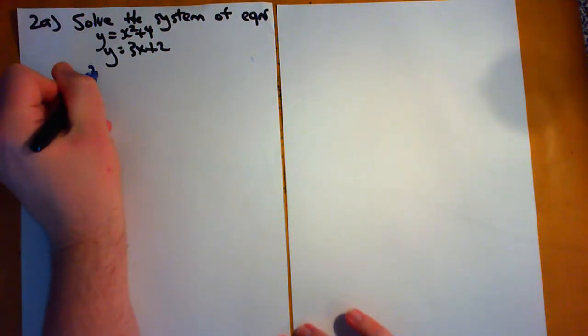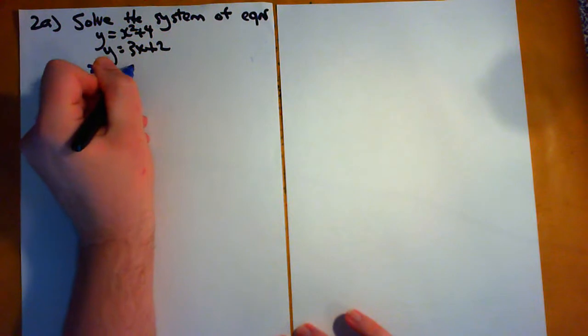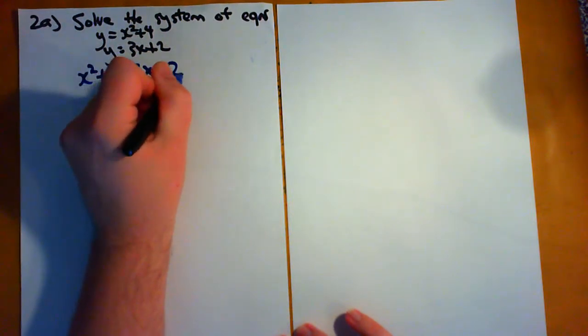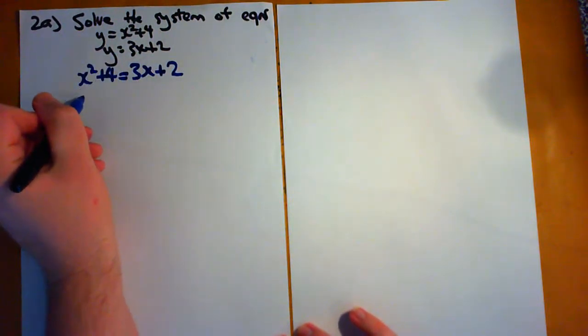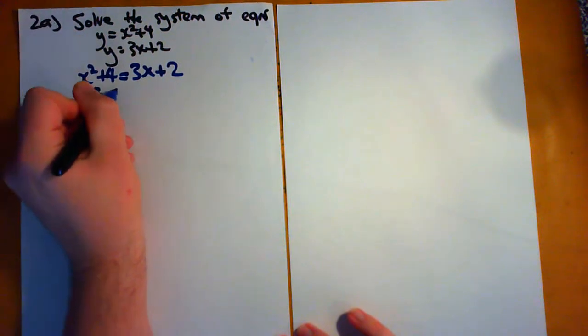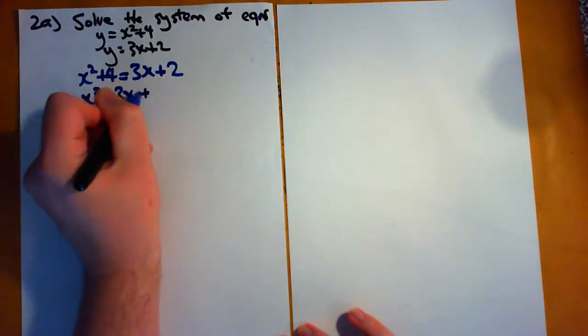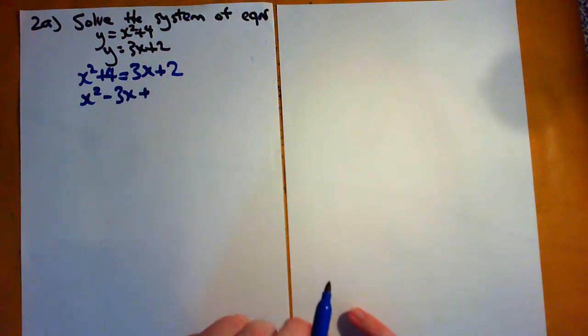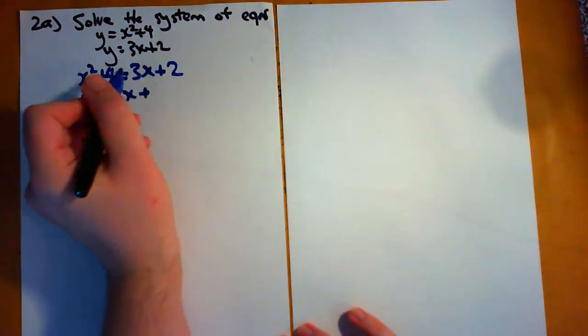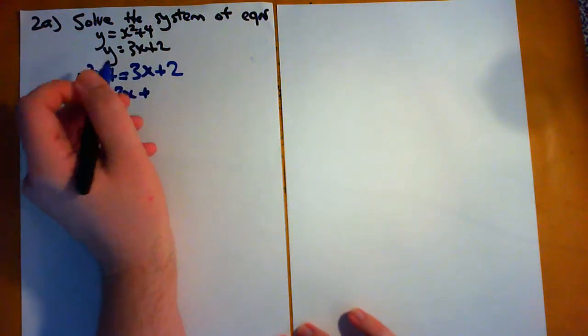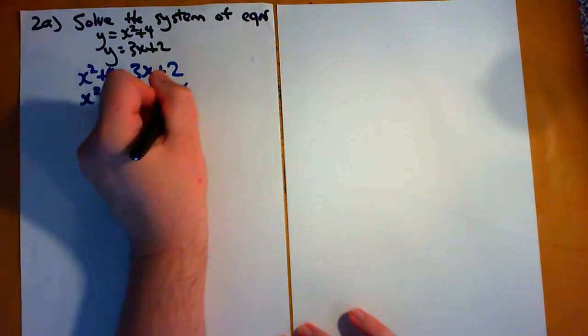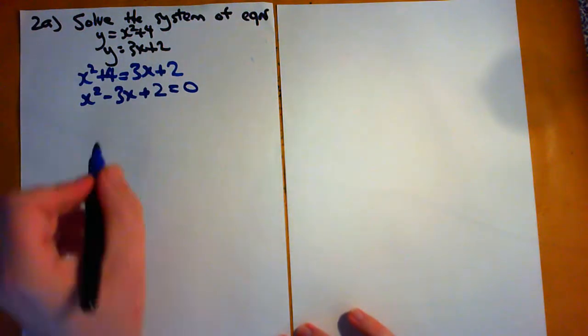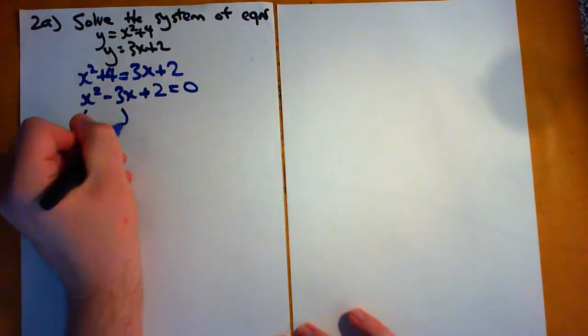So x squared plus 4 equals 3x plus 2. And if we move the 3x to the other side, that becomes x squared minus 3x plus... this will be a quadratic equation, it's got an x squared in it, so we want to move everything to the left-hand side. So if we move this 2 over, we get 4 minus 2, giving us 2 equals 0. So this we want to factorise.